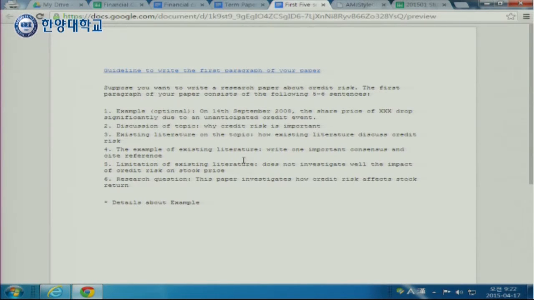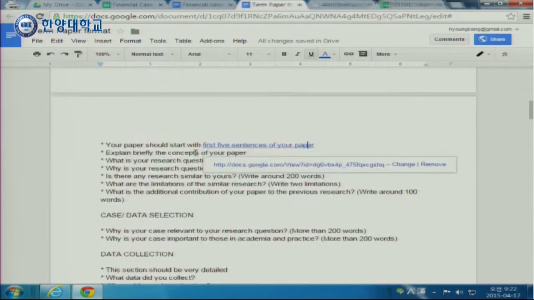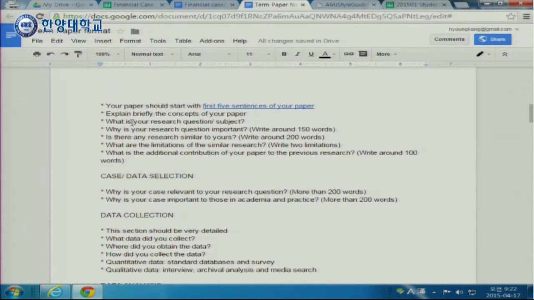The introduction of your term paper should basically explain each comment in detail, actually. So, after the first paragraph, in the remaining part of the introduction, you need to explain briefly the concept of your paper. Like in the previous example, you have to explain what you mean by credit risk, something like that. And then you have to explain what your research question is and why your research question is important. You write down around 150 words.